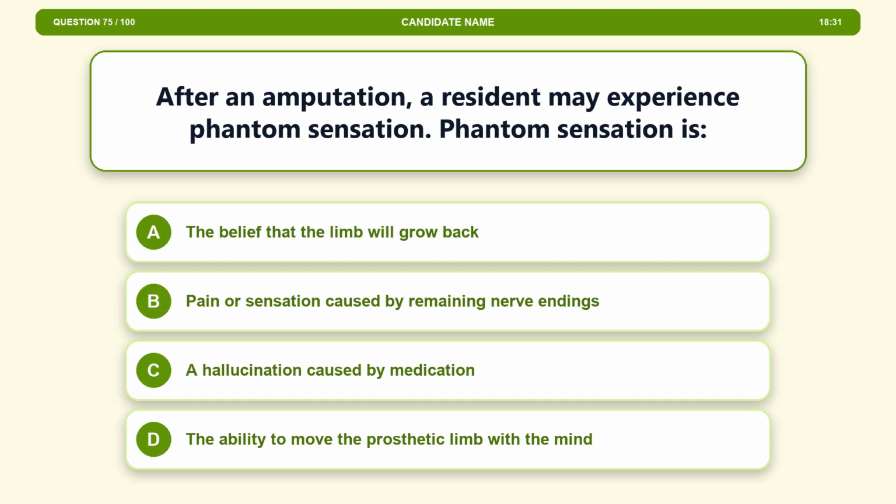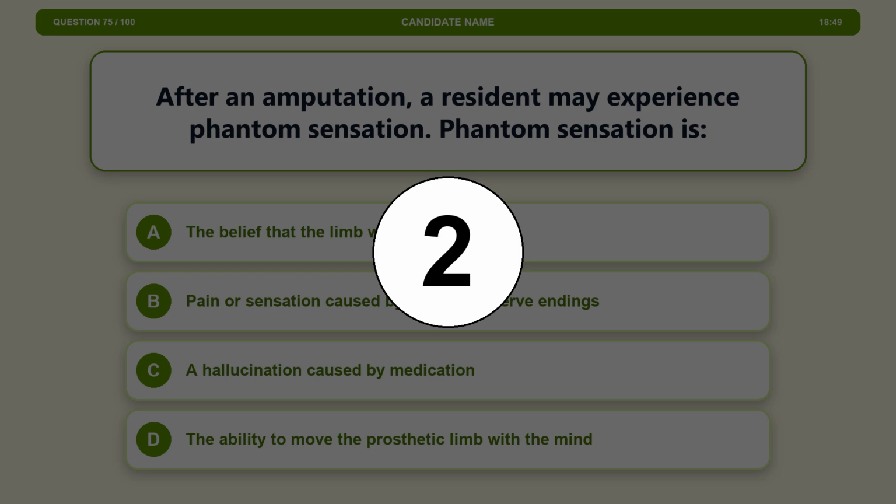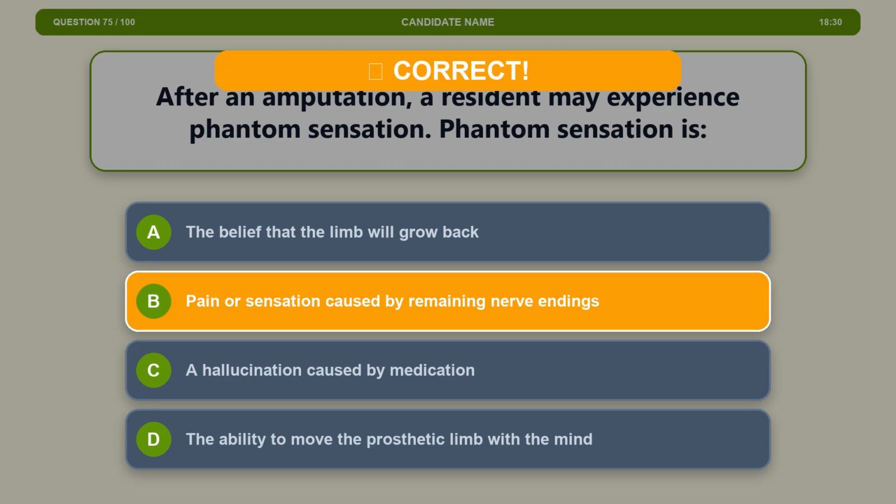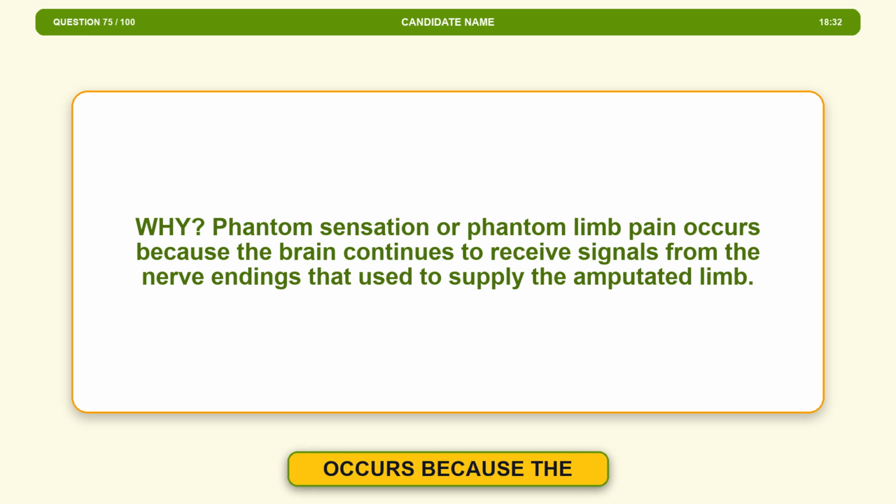Question 75. After an amputation, a resident may experience phantom sensation. Phantom sensation is Option A, the belief that the limb will grow back. Option B, pain or sensation caused by remaining nerve endings. Option C, a hallucination caused by medication. Option D, the ability to move the prosthetic limb with the mind. The correct answer is Option B, pain or sensation caused by remaining nerve endings. Phantom sensation or phantom limb pain occurs because the brain continues to receive signals from the nerve endings that used to supply the amputated limb.